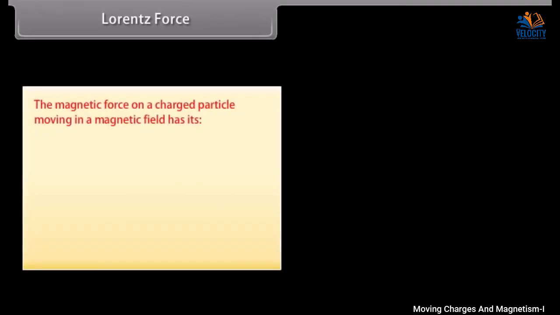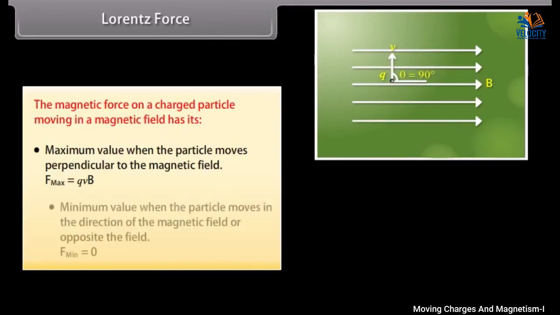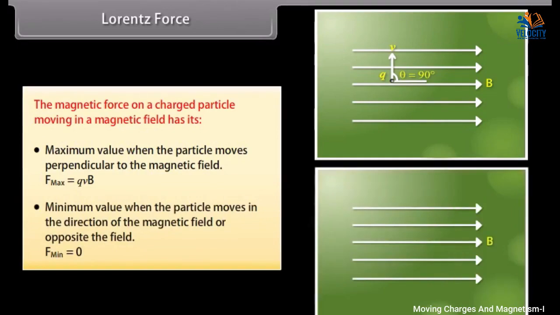The magnetic force on a charged particle moving in a magnetic field has its maximum value when the particle moves perpendicular to the magnetic field. F max is equal to QvB. Minimum value when the particle moves in the direction of the magnetic field or opposite the field. F minimum is equal to 0.